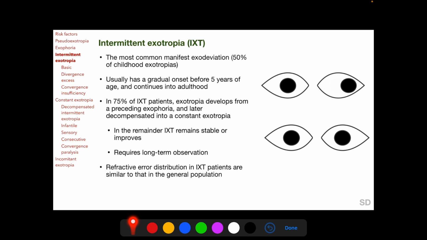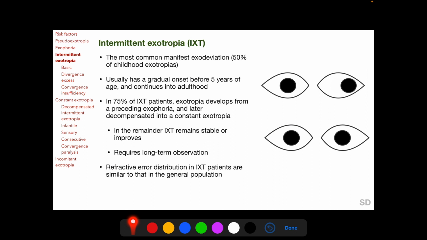Intermittent exotropia is by far the most common exotropia. In a patient with intermittent exotropia, the alignment between the two eyes alternates between exotropia and orthotropia. Intermittent exotropia usually starts in childhood and has a gradual onset before 5 years of age, and the exotropia continues into adulthood. In the majority of intermittent exotropia patients, the exotropia develops from a preceding exophoria, and later the intermittent exotropia decompensates into a constant exotropia.